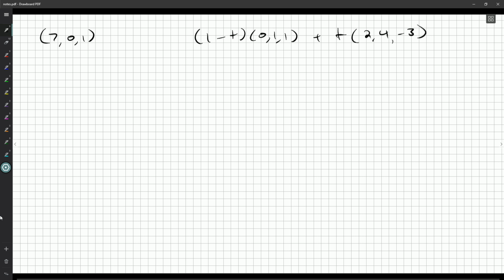For a point to be on a line like this, we should be able to find a single value for t that when plugged in makes the line over here equal to our point (7, 0, 1). So here's what we would start to do. We would ask, can we solve this equation for a single value for t?